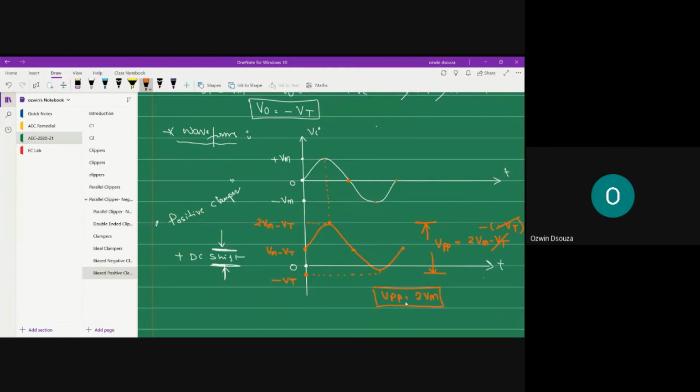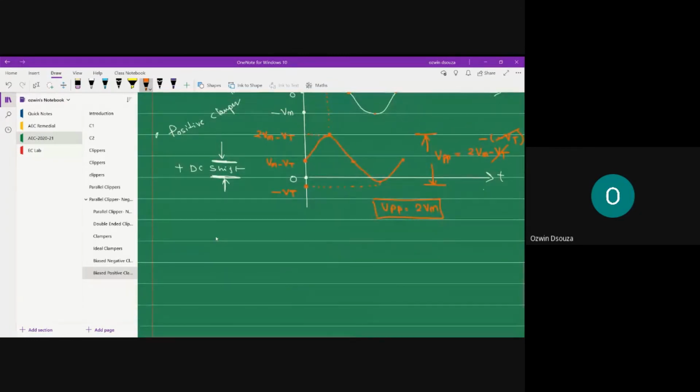So once again, I repeat, in case of clamper, the appearance of the wave is not changed. Your input was a purely sinusoidal wave, and the wave shape of output is also sinusoidal. Only the difference is that the origin is being shifted. In this case, the origin is shifted towards the positive direction.